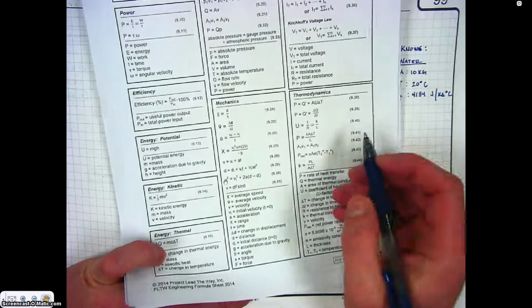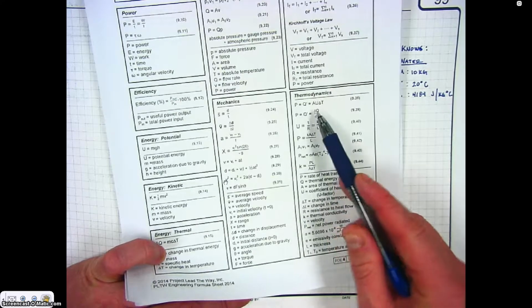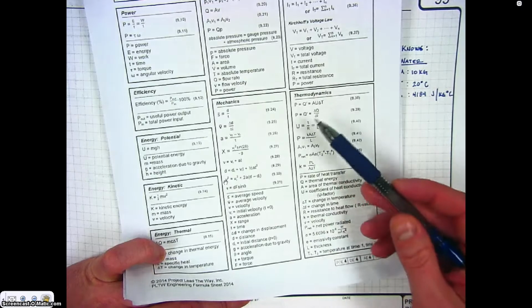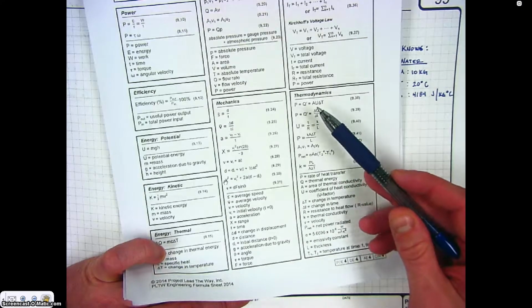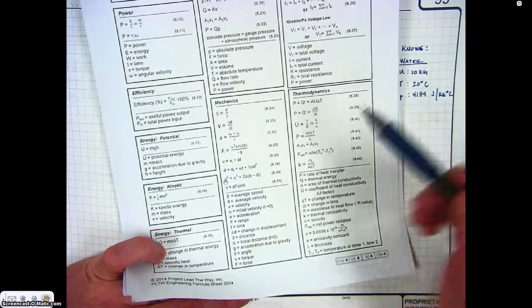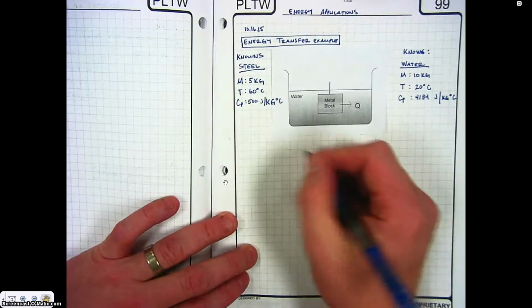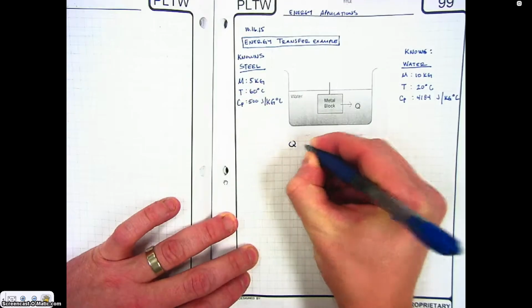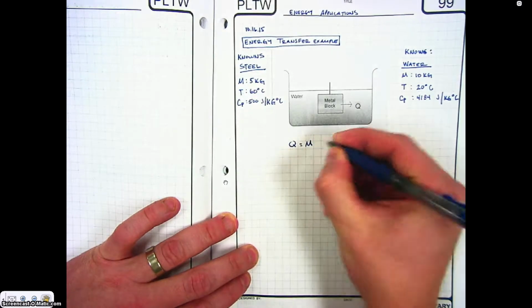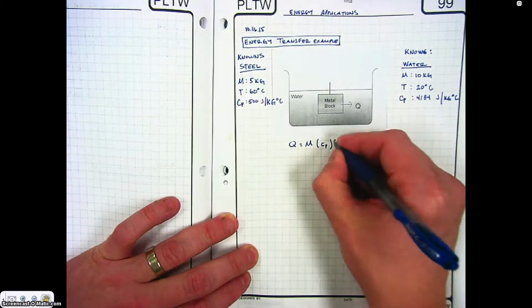If we look at our formula sheet, under the thermodynamics part, we can look at our thermal energy equation. It's right here. Q equals the area of the thermoconductivity times the coefficient of heat conductivity times the change in temperature. We will use a version of that equation for our calculation. We are going to say that the energy transfer is equal to the mass times the heat capacity of the material times the change in temperature.